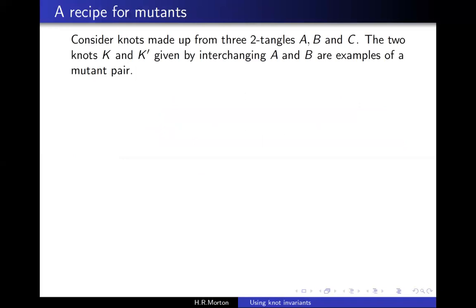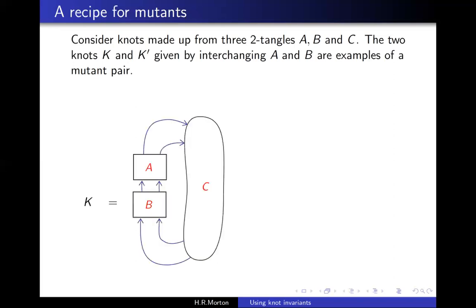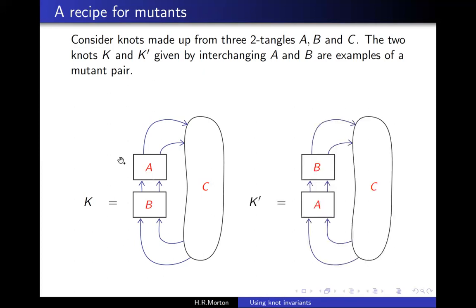Now, I want to look at a little recipe for mutants. I want to think of a knot, K, made up from three tangles, A, B, and C. I want to focus on A and B. There might be anything inside that box A, but there have just got to be 2 strings coming out the top, 2 going in the bottom. Ditto for B and C. And there's K prime. You just swap over what's in the boxes A and B.